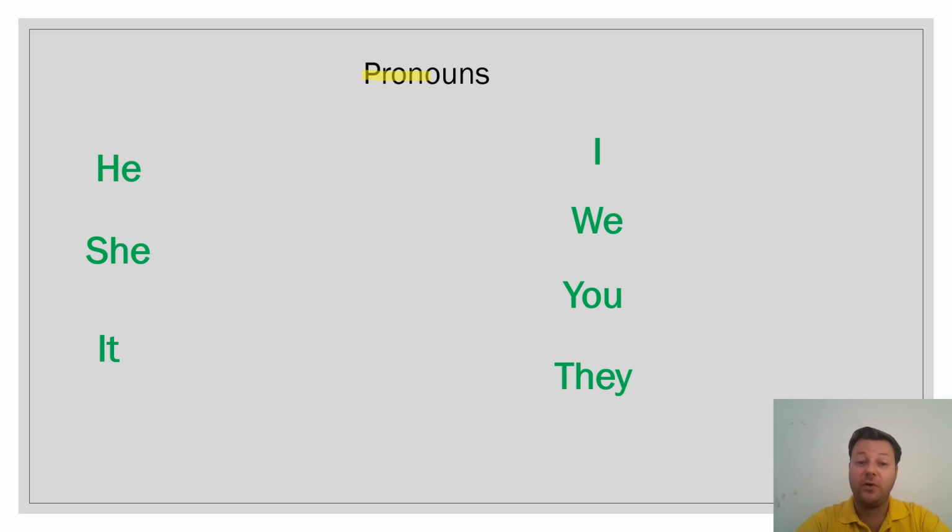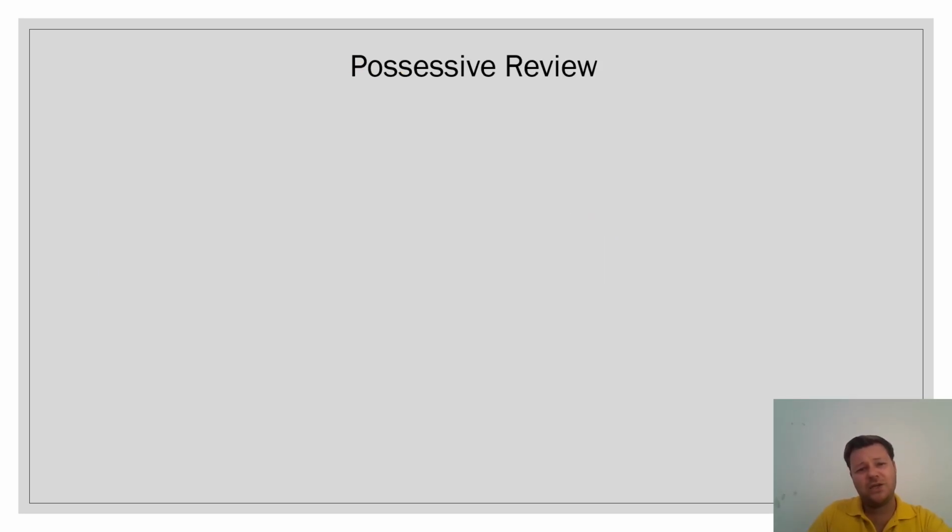These are important for our lesson as we will be learning about possessive adjectives and how we use these pronouns when we talk about possessive adjectives. But let's stop for 1 minute and do a quick review. Can you remember possessive? Let's look at this example. We can see a boy. What is this boy's name? His name is Danny.